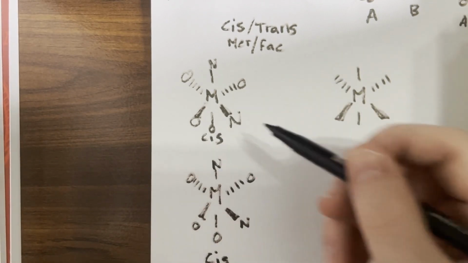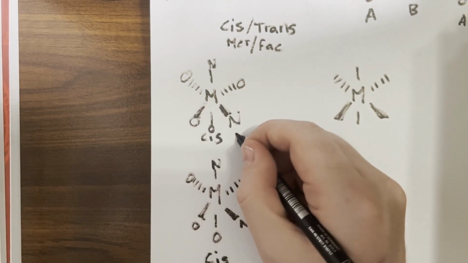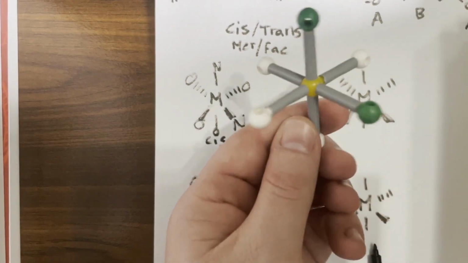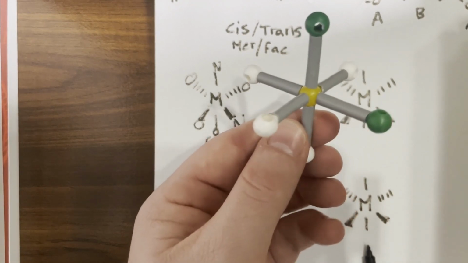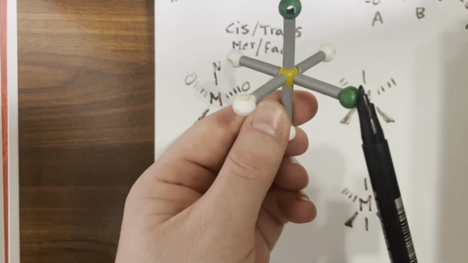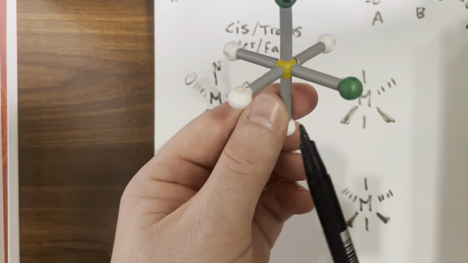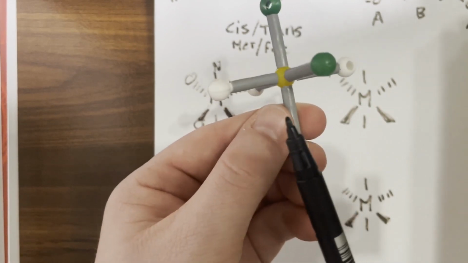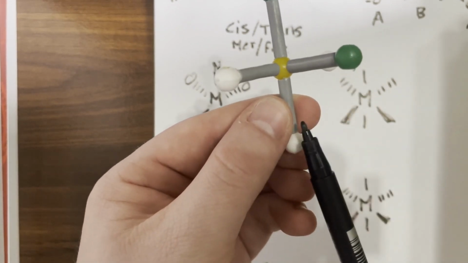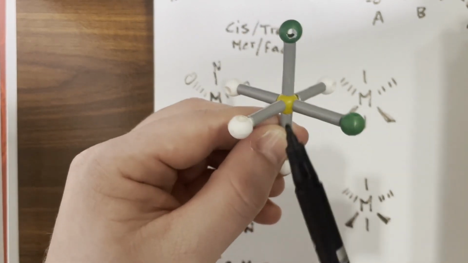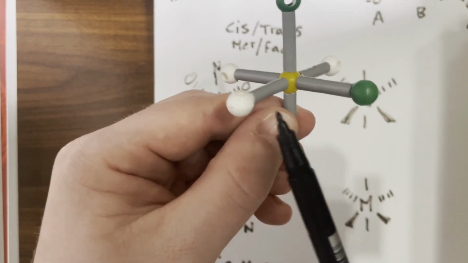So let's call this one facial. So cis facial, cis meridional. All right. So if I want to make a facial structure from this, I need to go oxygen to a nitrogen to an oxygen, right? And are these all 90 degrees apart? Yes. Is that on the face of an octahedron? Yes. See the face there? You see it sits on that face. If we keep it upright, it's that face of the octahedron.